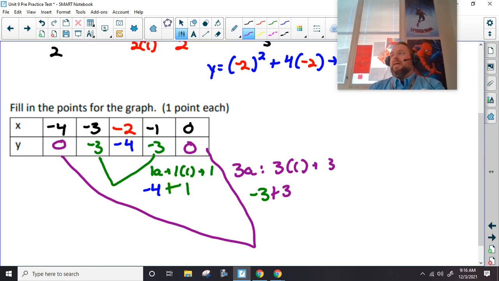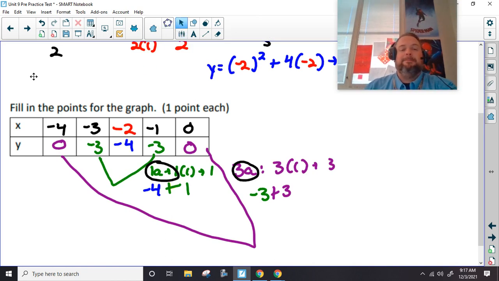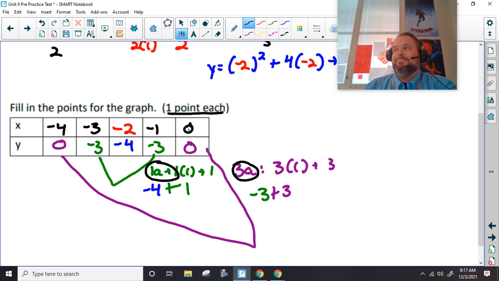The last two will always be 0. The only thing that is a constant is this part right here, the 1A and the 3A. That's the only constant that we have right there. Those values will change based off our A's and the numbers in front of them. All right, so look at here. This says 1 point each. How many blanks were there for you to fill in?